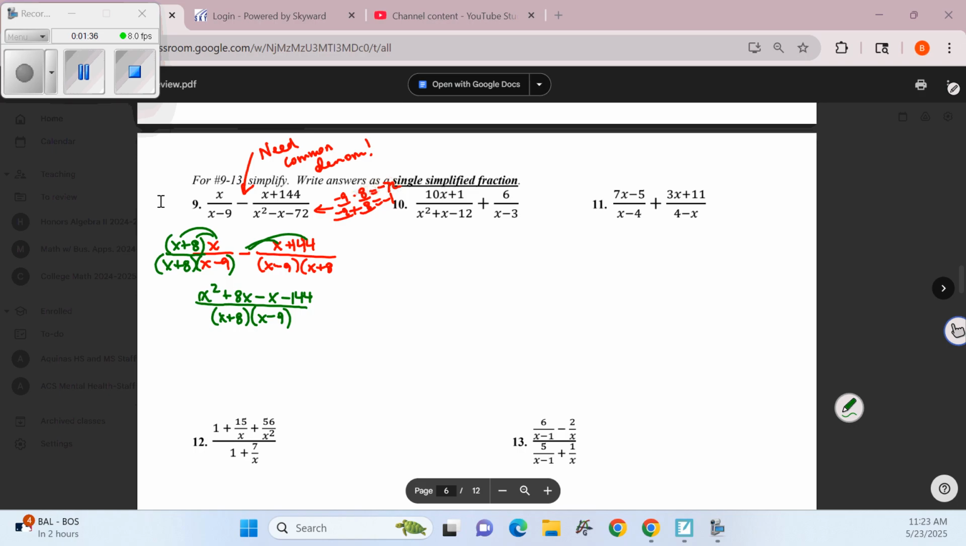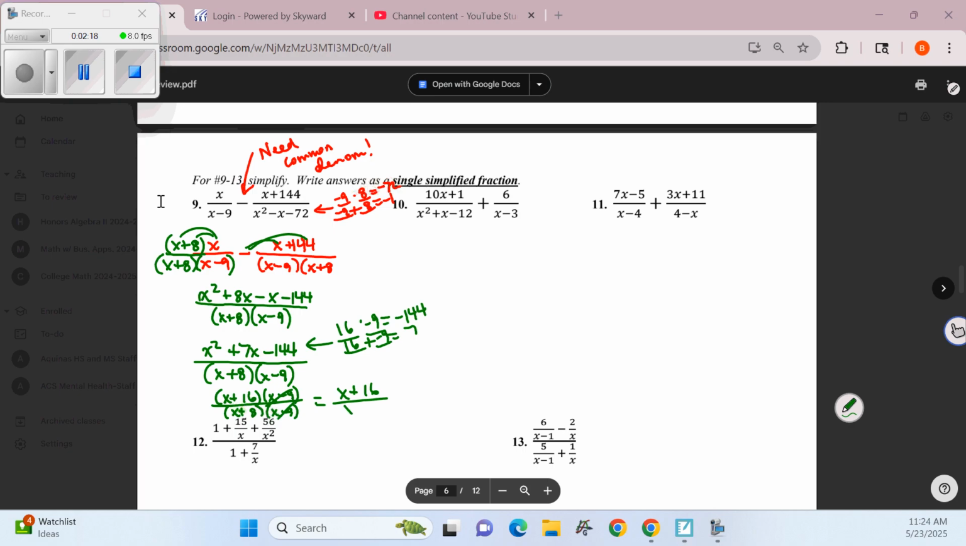When we combine our like terms in the middle, we get x squared plus 7x minus 144 all over the denominator, which we can just keep factored. What we're looking for here is, can this factor in the numerator anymore? Do we have two numbers that multiply to negative 144 and add to positive 7? 16 and negative 9 would do that, which means this factors into x plus 16, x minus 9, still all over x plus 8, x minus 9. Now your x minus 9's cancel, and you're left with x plus 16 over x plus 8.